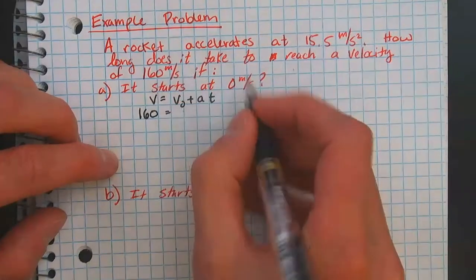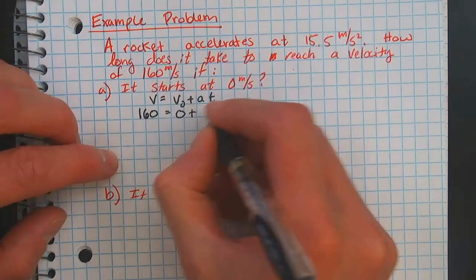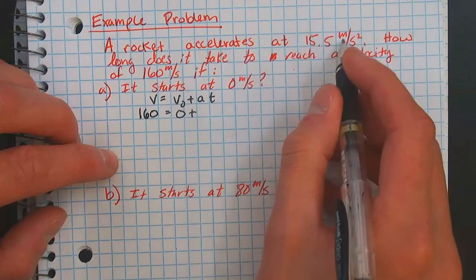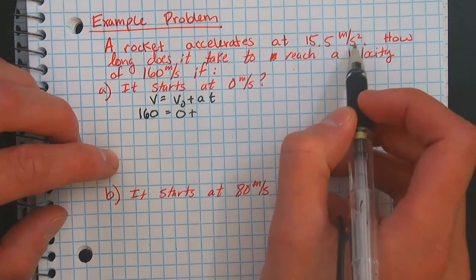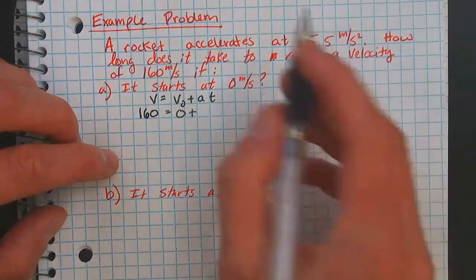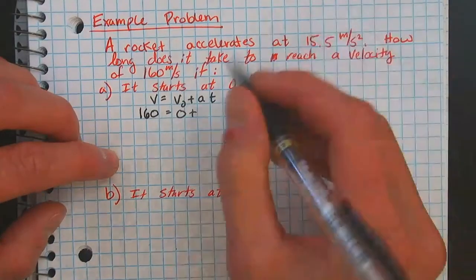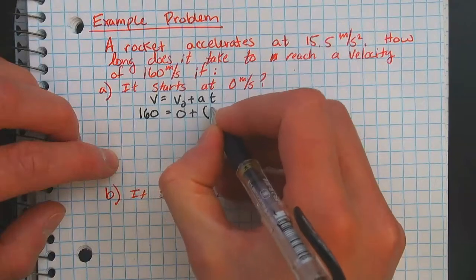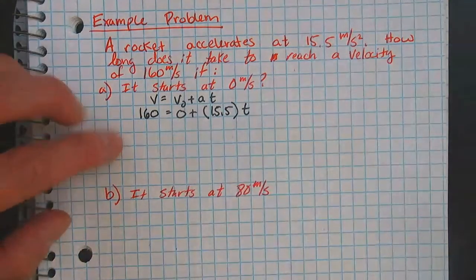It tells us that we're starting from 0 for part A. It tells us that the acceleration is 15.5 meters per second squared. Note the squared there. That's how I can remember that this is the acceleration, because it puts the squared. Put that there. And we're solving for t.